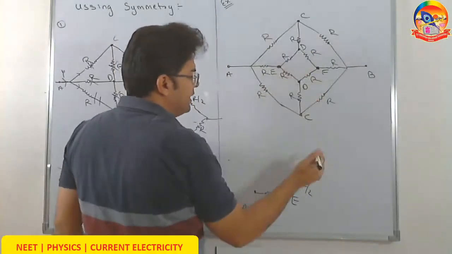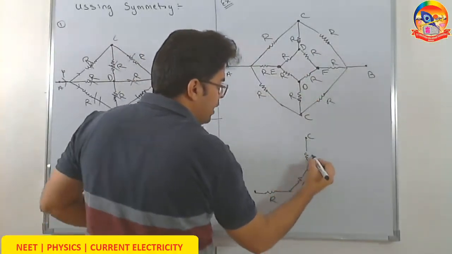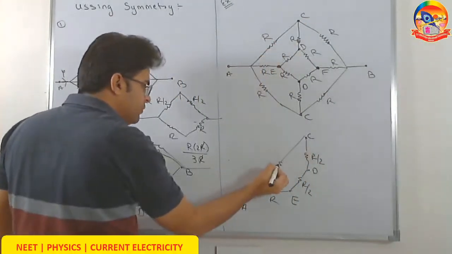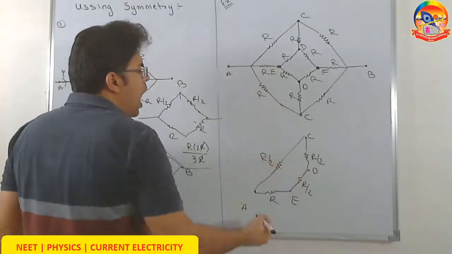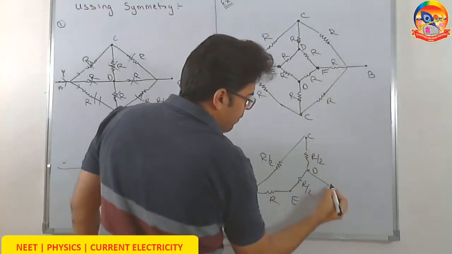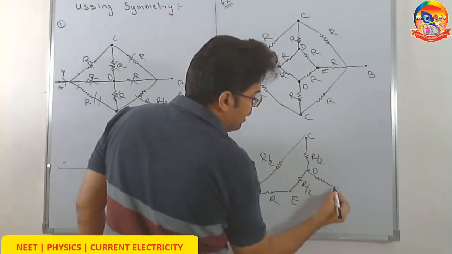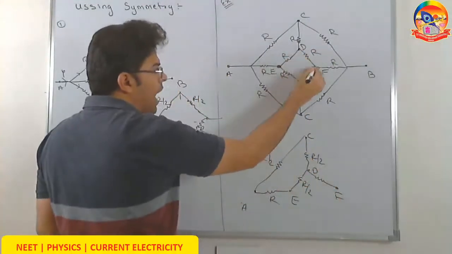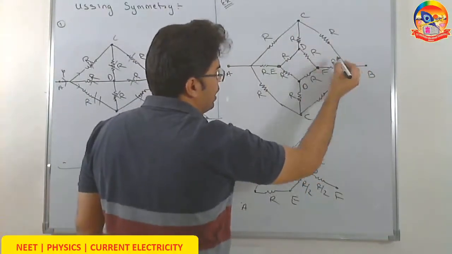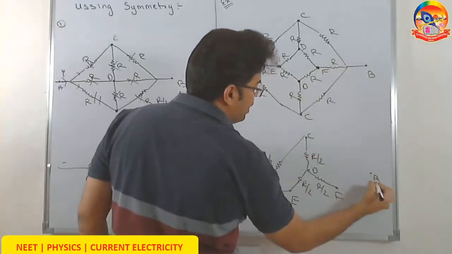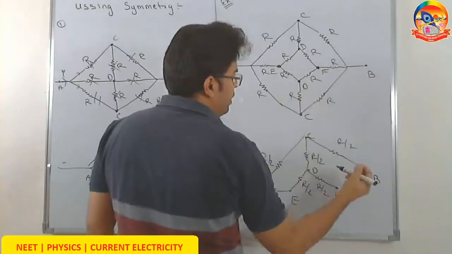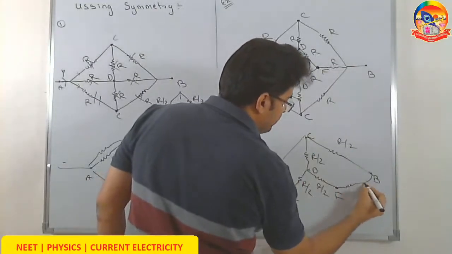Between D and C there are 2. So R parallel R becomes R by 2. Between A and C, R here, so that becomes R by 2. Between D and F there are 2, R parallel R, R by 2. Between C and B there are 2, R parallel R, that becomes R by 2. Between F and B there is only one, that is R.